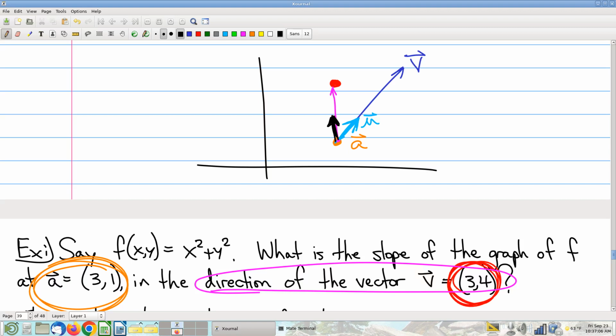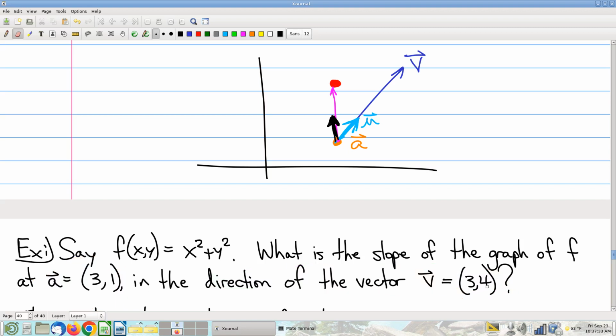Everybody's happy? But if you did want to solve in the direction of, if the question had said, at the point A in the direction toward the point 3, 4, then this black vector would be the correct unit vector. But very importantly, not what this said. So anyway, just heads up about that. Be careful.